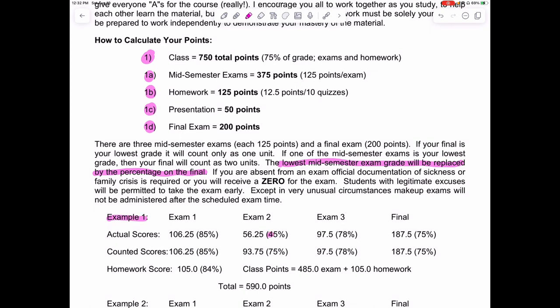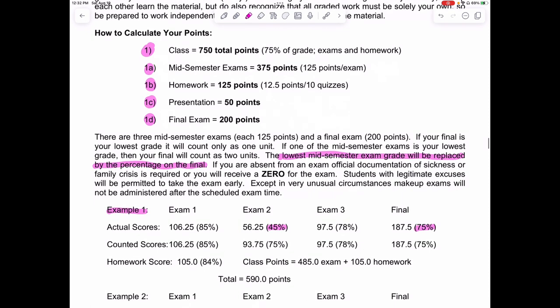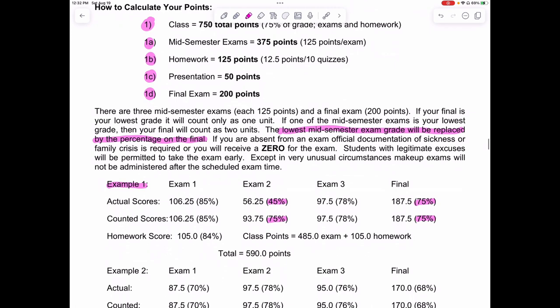For instance, if we look at example one here, we find that they started good at the beginning with exam one, but exam two was a low ball. And then exam three was okay, and then the final was a 75%. So notice the change that then occurs in terms of how I would actually count the scores. The final was a 75%, the lowest was a 45% for the mid-semester. So that 45 gets thrown out, and a 75% replaces it.